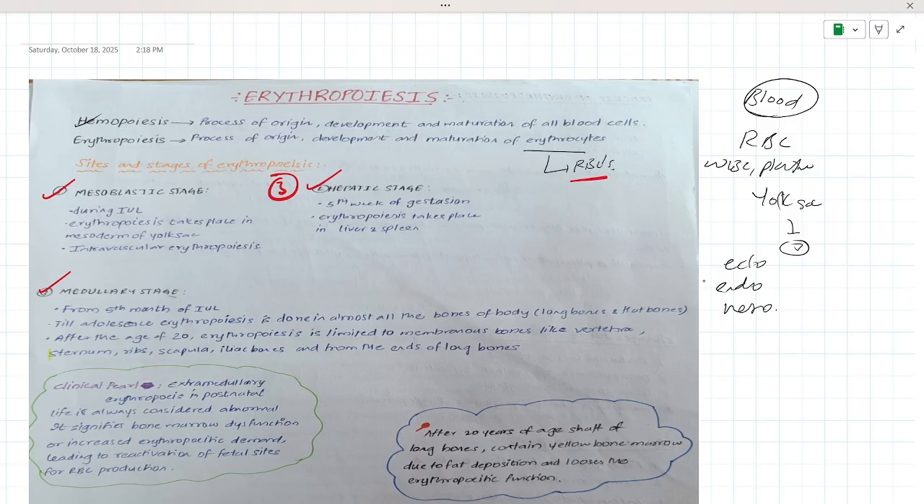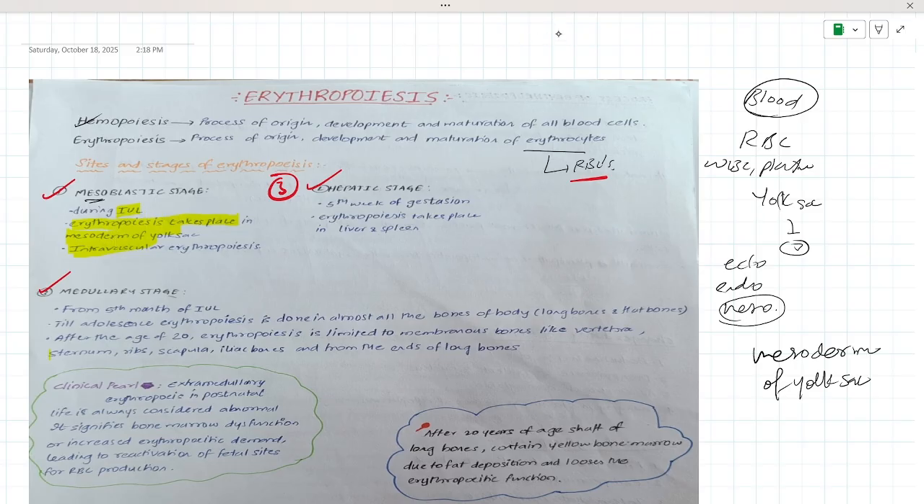In the mesoblastic stage, as the name suggests, meso, the erythropoiesis, that is the synthesis of RBCs, takes place in the mesoderm of the yolk sac. I'll just highlight it. The erythropoiesis which occurs in the mesoblastic stage is intravascular. So what are the points to be remembered in the mesoblastic stage? It occurs during intrauterine life, erythropoiesis takes place in the mesoderm of the yolk sac, and erythropoiesis is intravascular.